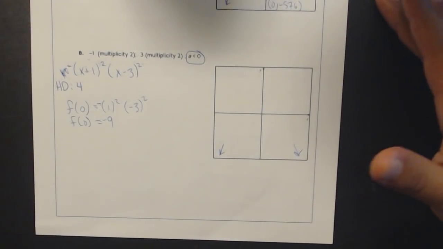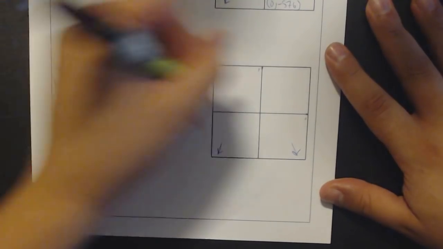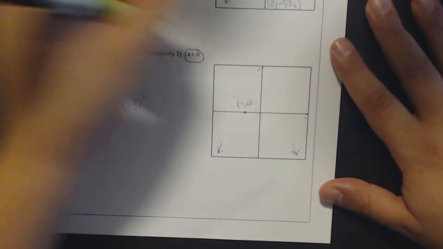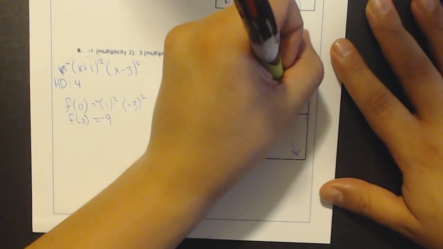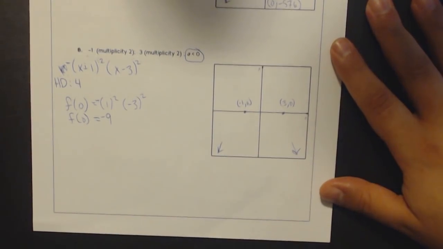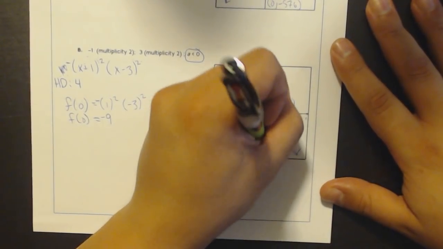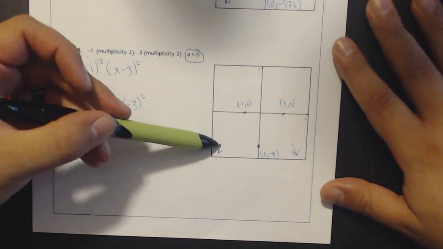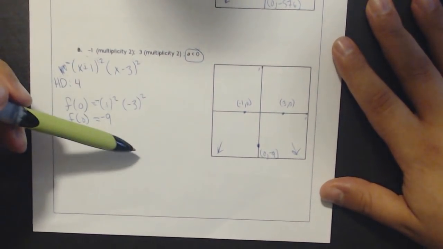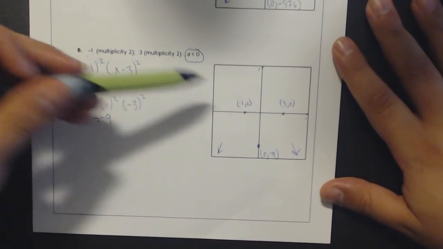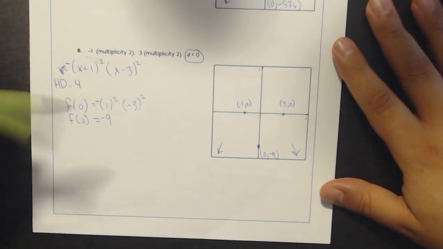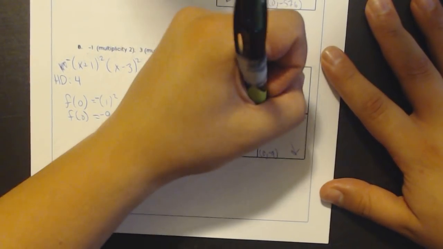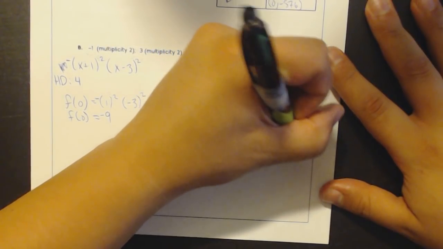With that, we can draw our coordinates. We know we're going to have one at negative 1, 0. And we know we're going to have another one at 3, 0. And we know our y-intercept is going to be at 0, negative 9. Now we can clearly see what kind of behavior we have. They're multiplicities of 2, so they should be bouncing here, they're not crossing. So we get a graph that looks something like this.